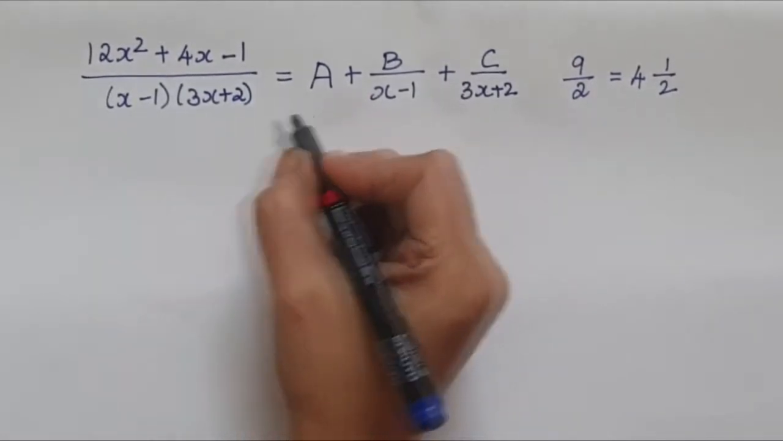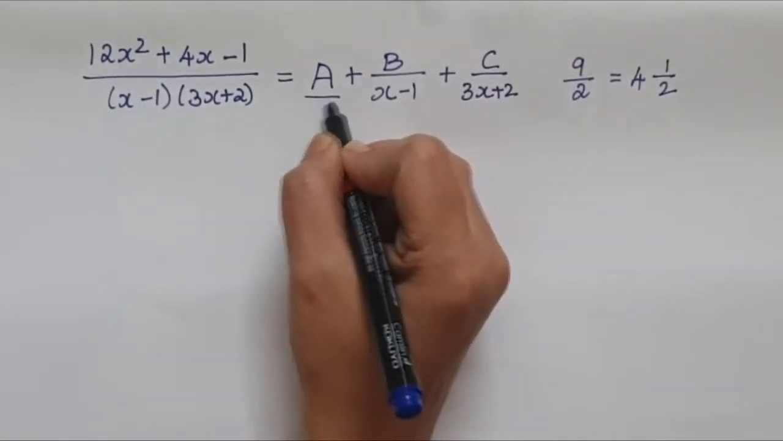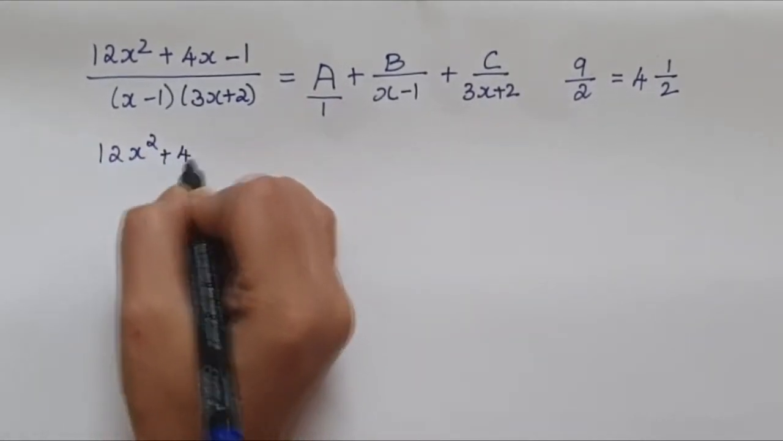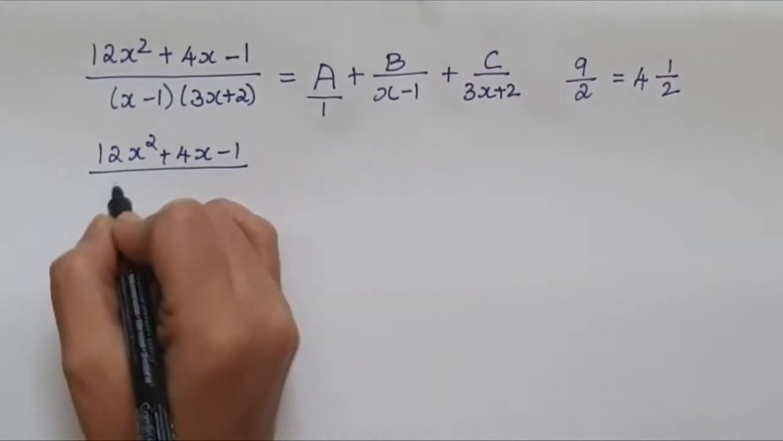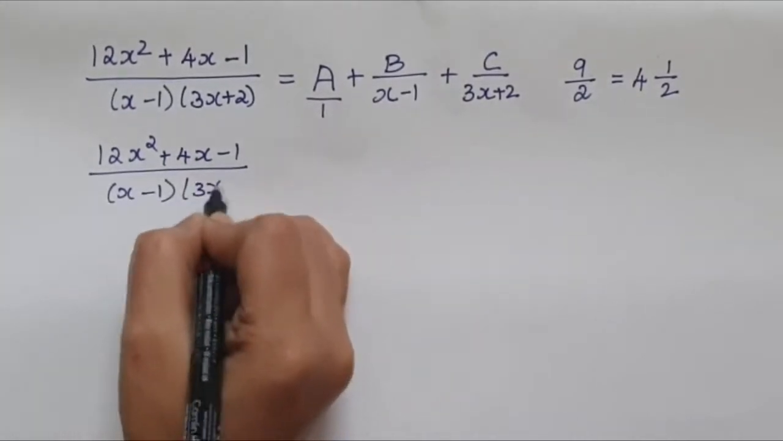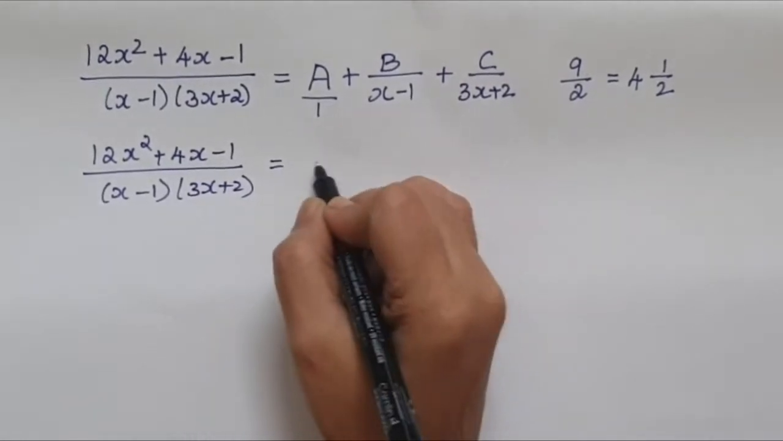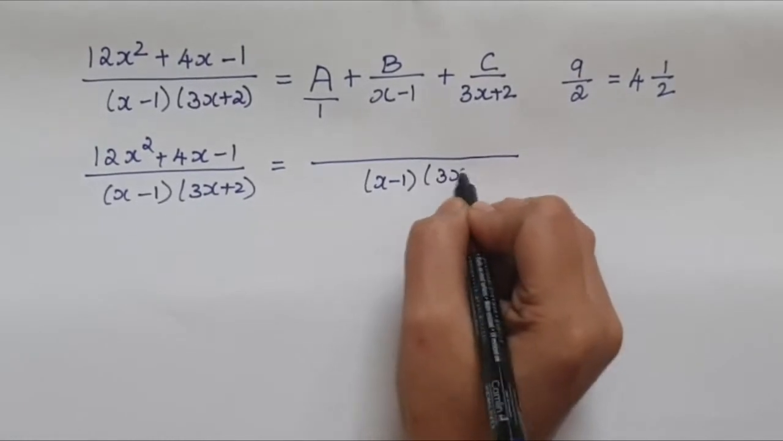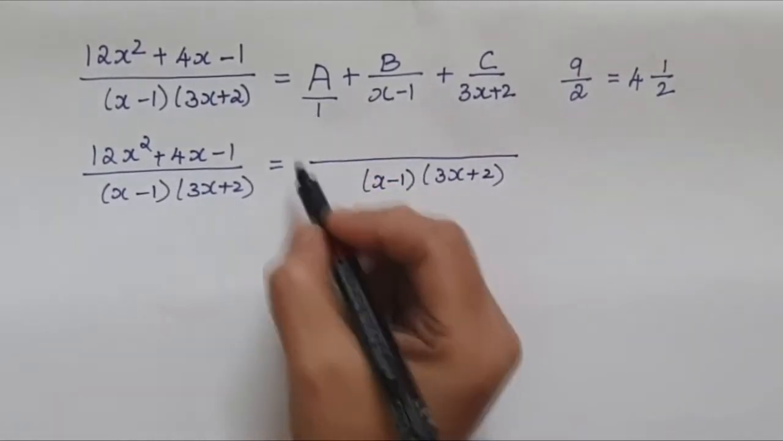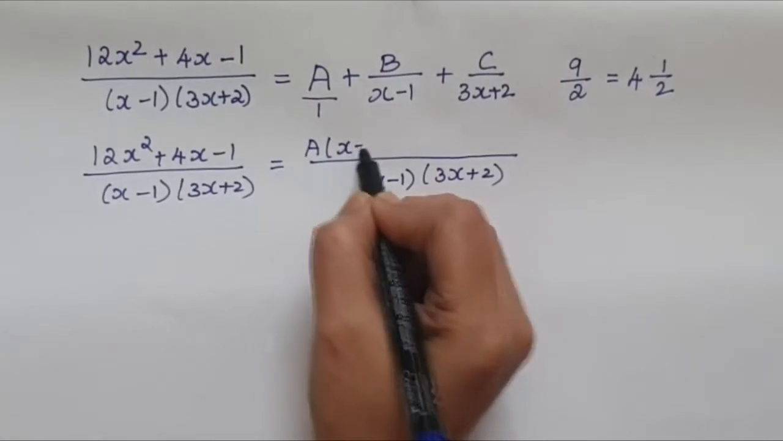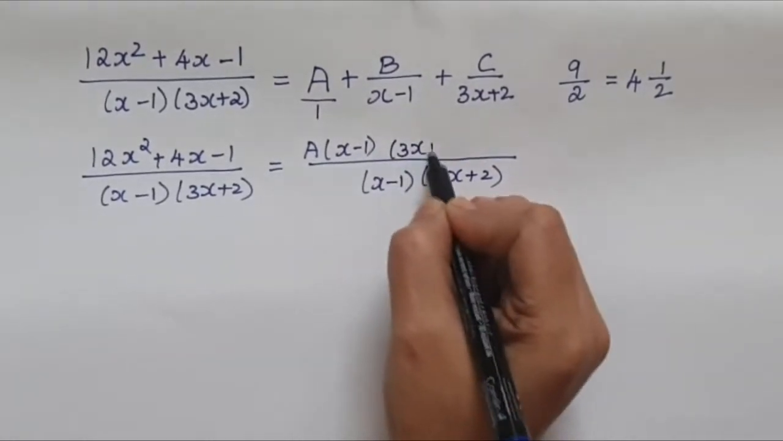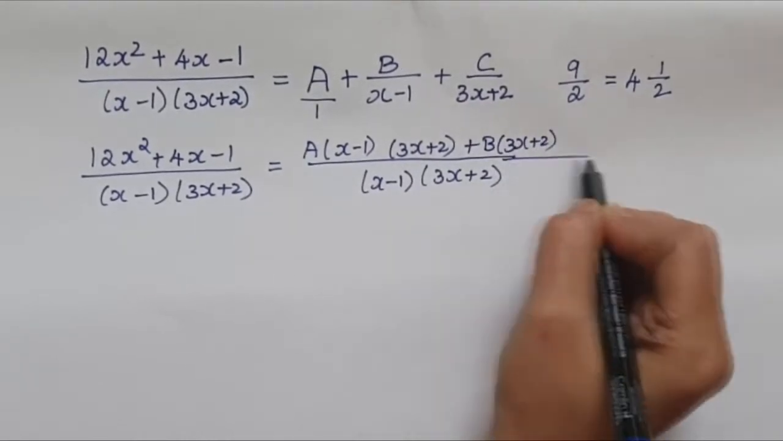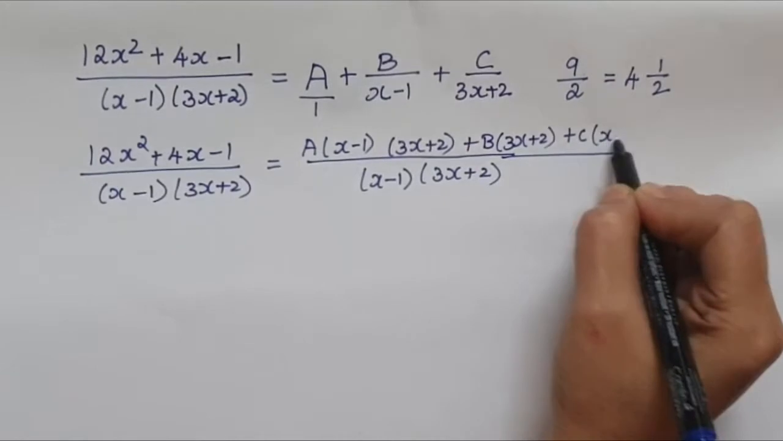Now we'll see how to go about with this. So now this is just like a 1 in the denominator. So we can write it as 12x squared plus 4x minus 1 over x minus 1 into 3x plus 2, will be equal to, here the denominator will be the LCM of these two, x minus 1 and 3x plus 2. Here a is only 1, so a has to be multiplied with both: x minus 1 into 3x plus 2. b has to be multiplied with 3x plus 2. And c has to be multiplied with x minus 1.